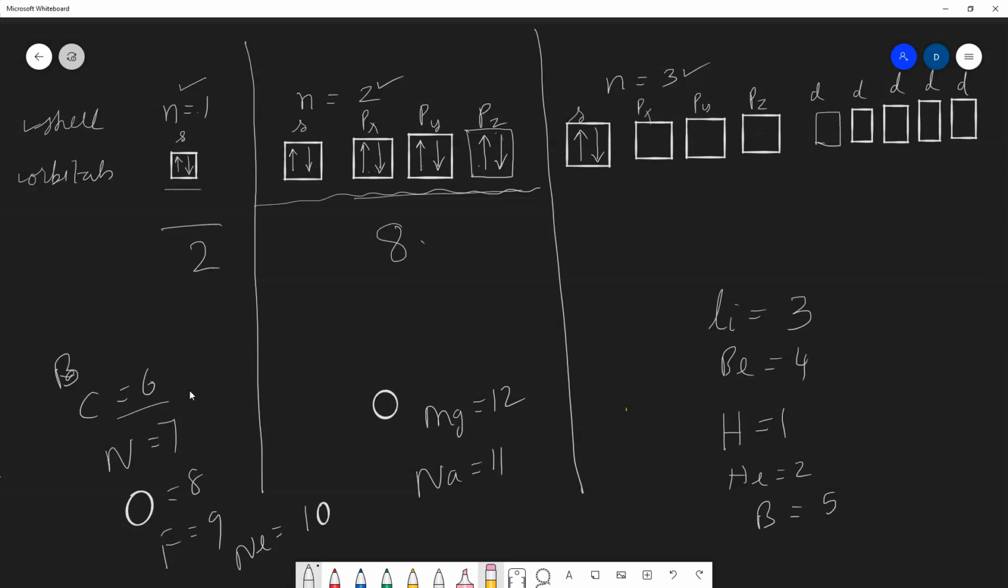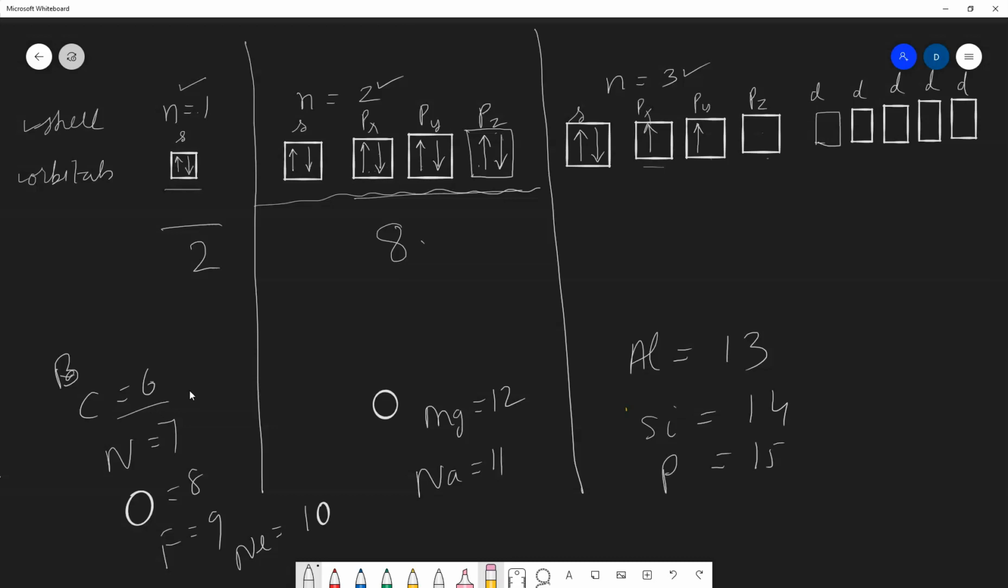Now next is aluminum. Aluminum is 13. The next electron will go here. After that is silicon. Silicon is 14. See, now there are 3 p orbitals. Remember, an electron will always try to first occupy an empty orbital. So the electron of silicon will go here. Next is phosphorus, which is 15. The next electron will go here. Now remember, sorry, not that. Okay, yeah. Only after all the p orbitals are full can we go to the d orbital.